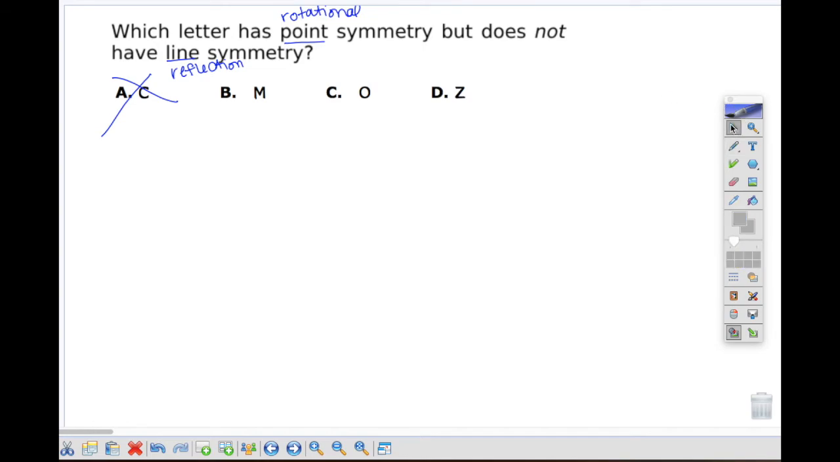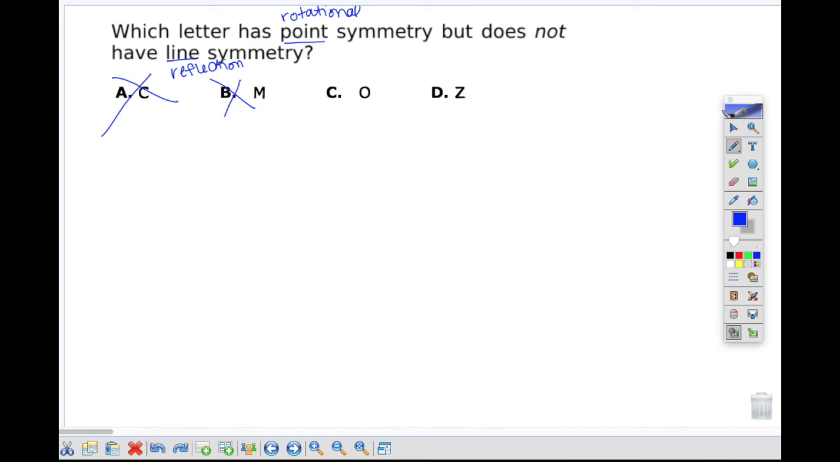Okay, the letter M. Does letter M have rotational symmetry? Meaning, can I rotate it less than one full turn around and make it look exactly the same? No. M does not have point symmetry, so it's not going to be M. Does M have a line of reflection? Yes, it does. It has a vertical line that you could reflect it around.